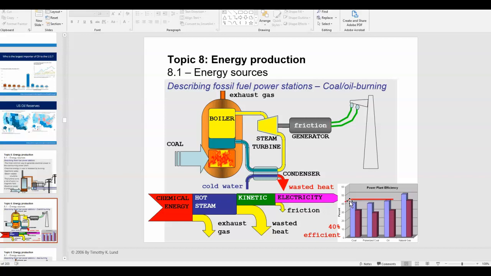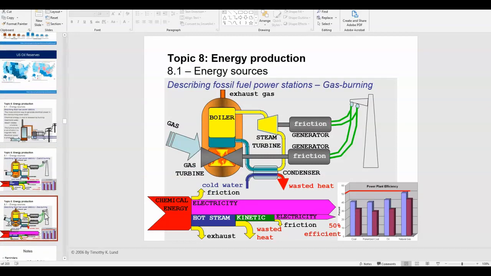And so fossil fuel power stations tend to have an efficiency somewhere between 30, I'd say 30 and 50% ish. Okay, natural gas tends to be more efficient than coal, but generally speaking, these power plants are not more than 50% efficient ish.